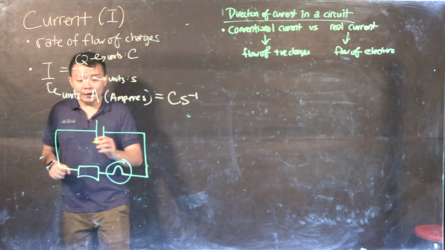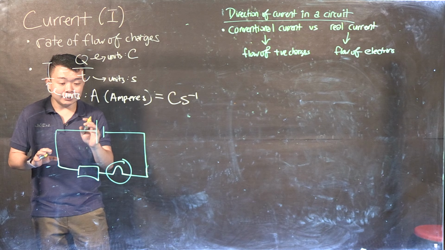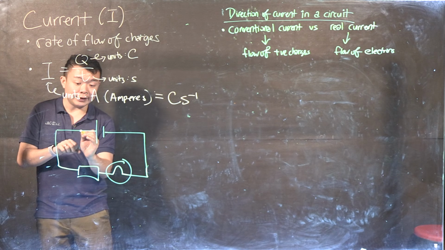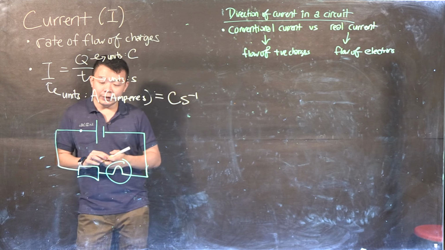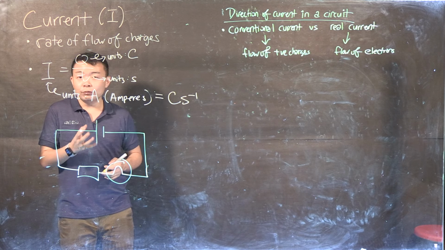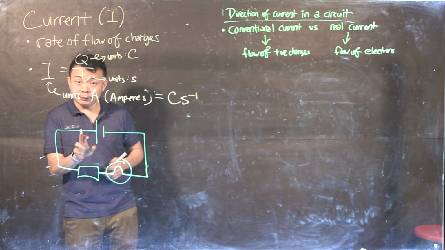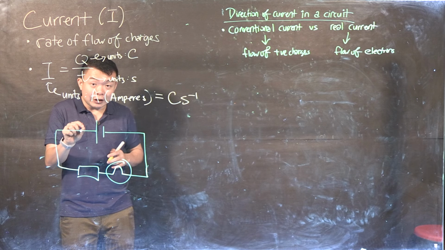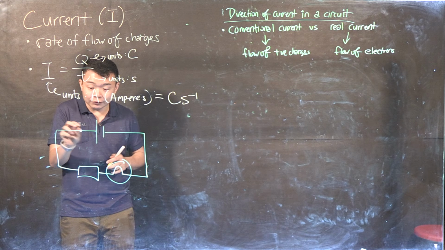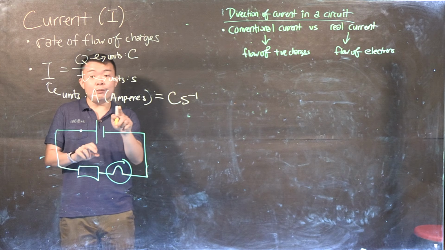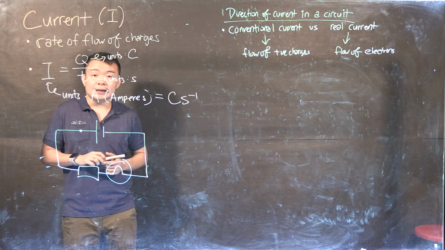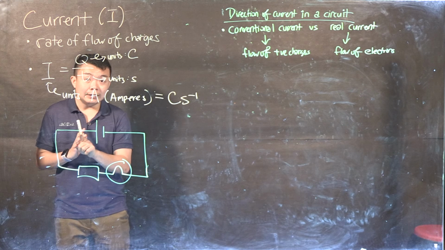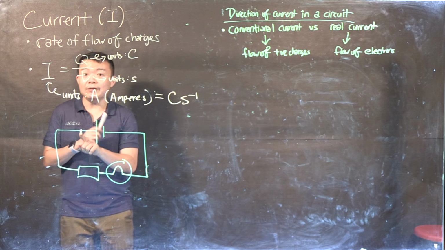So this is how we figure out a current in a circuit. You look at one particular point. Say I choose this point to look at. All right, and I will count how many coulombs worth of charges go past this point every 1 second. And if I can literally count the amount of coulombs of charge that pass through this point in 1 second, I will get the amperes reading. And that is the meaning of current. The amount of charge that passes through one particular fixed point in a circuit every second.